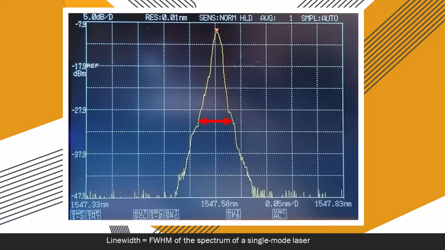The line width of a laser is the full width half maximum of the frequency of a single mode laser. There are many methods to measure this accurately using heterodyne and homodyne methods, but for narrow line width lasers, it is especially challenging to measure this.